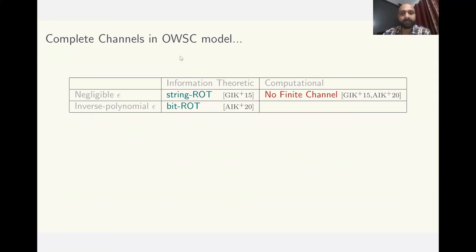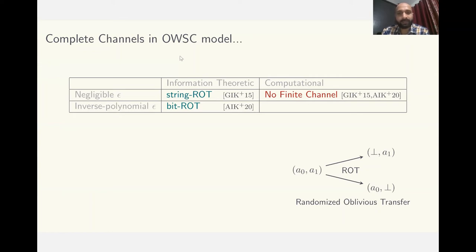Let us briefly look at what is known about OWSC. The previous works address the question of existence of channels that are complete in the OWSC model. A channel is said to be complete if it can be used to compute any functionality in the OWSC model. Garg et al., in their 2015 paper, showed that the infinite family of string random oblivious transfer channels, or string ROT for short, is complete for OWSC with negligible error against malicious computationally unbounded adversaries. Here, by negligible error, we mean that the security and correctness error is a negligible function of the number of users of the channel.